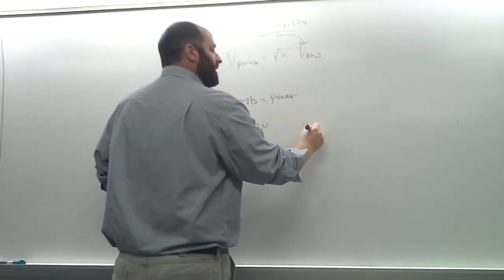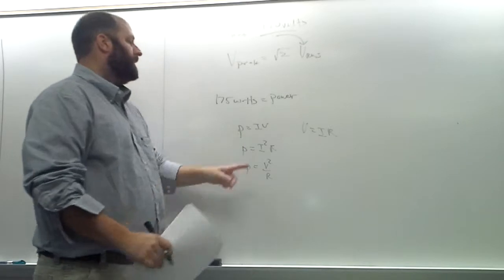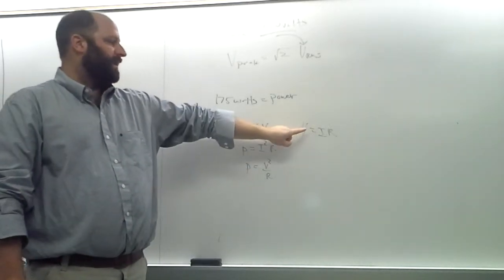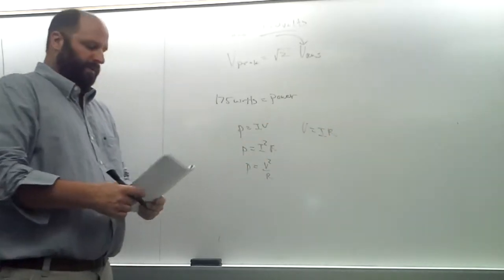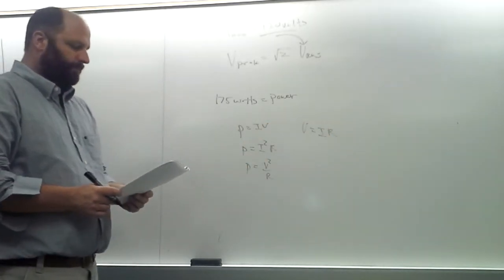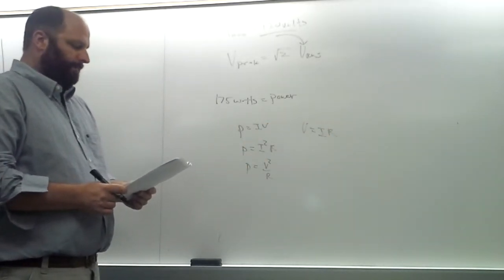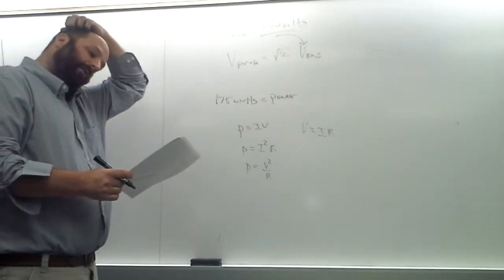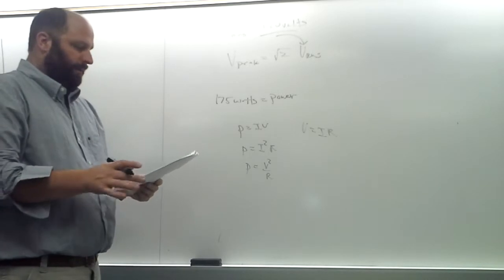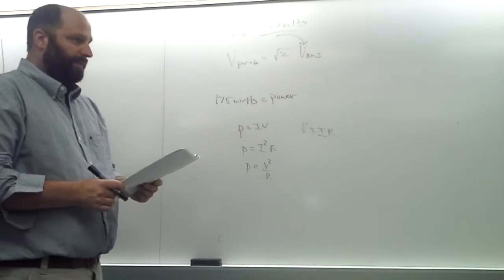Then from Ohm's law, V equals IR. Take your current, put it here. Take your voltage, 120 volts, put it here. You can calculate the resistance. I'll let you look at part C and decide. If you don't get that figured out, ask and I'll respond on how to do that on the forum.